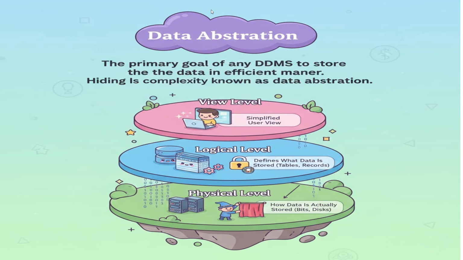Data abstraction. The primary goal of any database management system, nothing but DBMS, is to store the data in an efficient manner. The hiding of complexity is known as data abstraction. In data abstraction, there are three levels: one is the physical level, the logical level, and the view level.